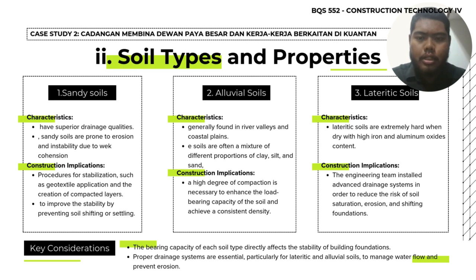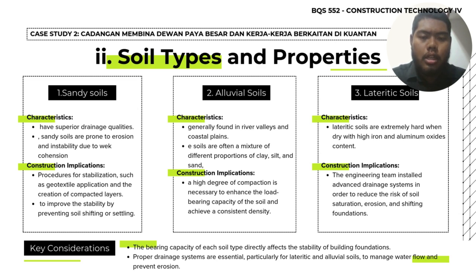So for the next slide, which is soil types and properties for this project. The first one is sandy soil, and the characteristic of sandy soil is that it has superior drainage qualities. Sandy soil is prone to erosion and instability due to lack of cohesion. So the construction implication for this project for sandy soil is procedures for stabilization such as geotextile application and creation of compacted layers, to improve stability by preventing soil shifting or settling.